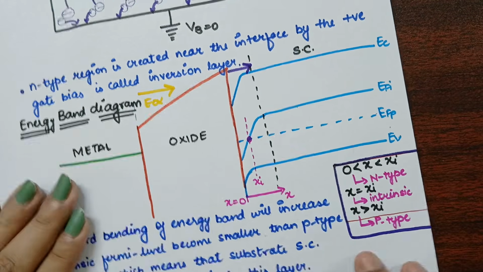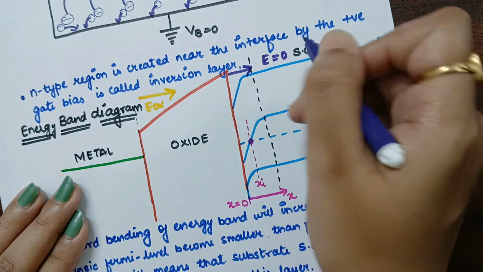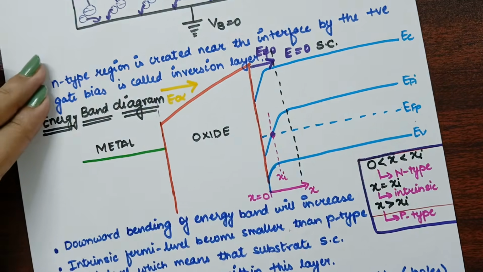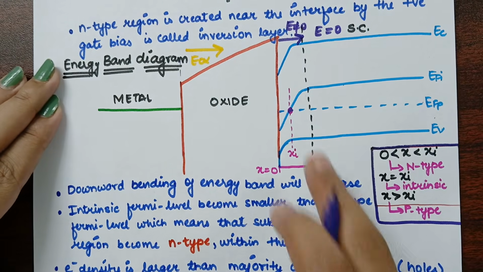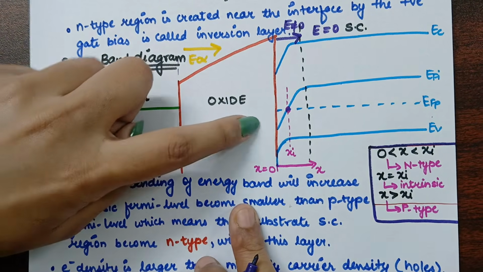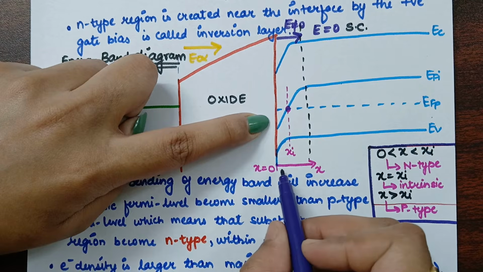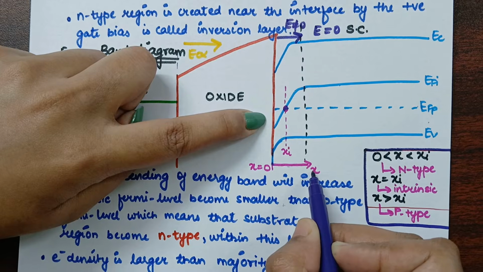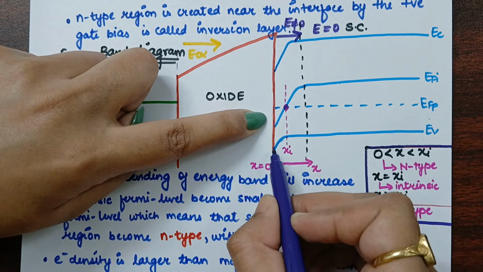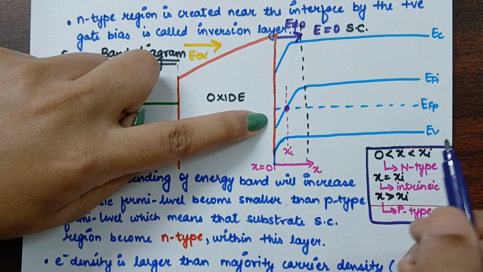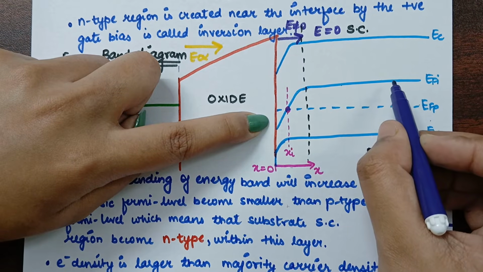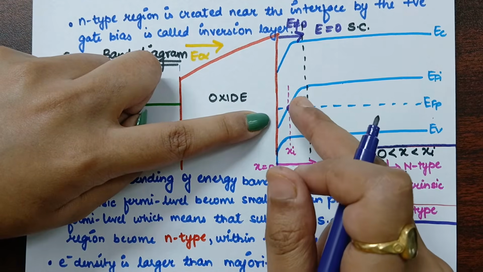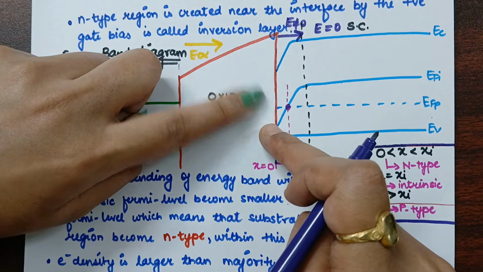And here what you will observe is that here the electric field is 0 and here the electric field is non-zero in this particular region. Consider this region: x is 0 here and it increases to the value xi. So from x0 to xi, this particular Fermi level is below the substrate Fermi level. So in this region, it will behave like an n-type material.